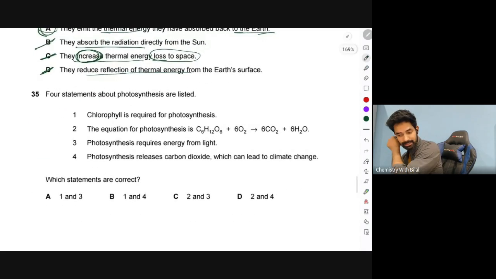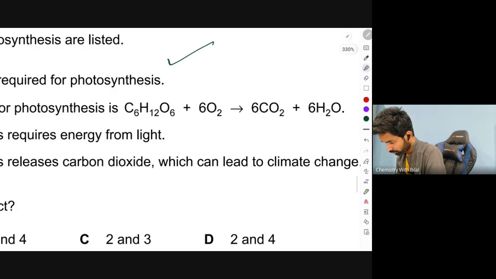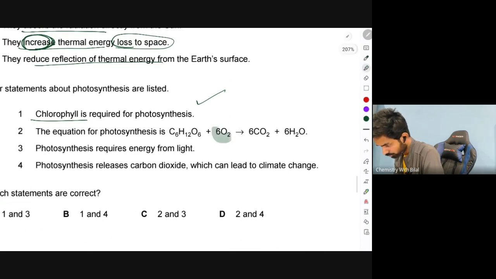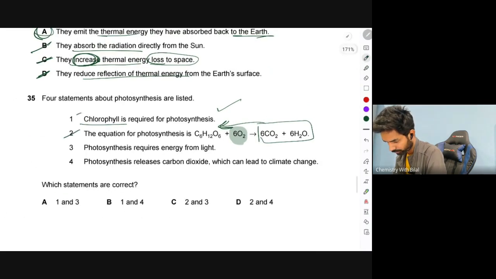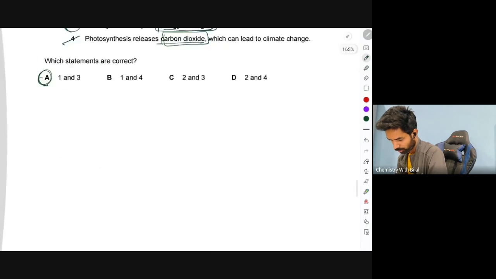Four statements about photosynthesis are listed. Chlorophyll is required, yes, for the green color. Photosynthesis equation. Do we use oxygen in photosynthesis? These are the reactants of photosynthesis, the reverse equation is written. This is the correct equation. Write the reverse. Both are incorrect. Oh sorry, the second is incorrect. Photosynthesis requires energy from light. Yes, it takes UV light, so this is correct. Photosynthesis releases carbon dioxide? No, it absorbs carbon dioxide. Releases oxygen and glucose. So 1 and 3, A should be the correct option.